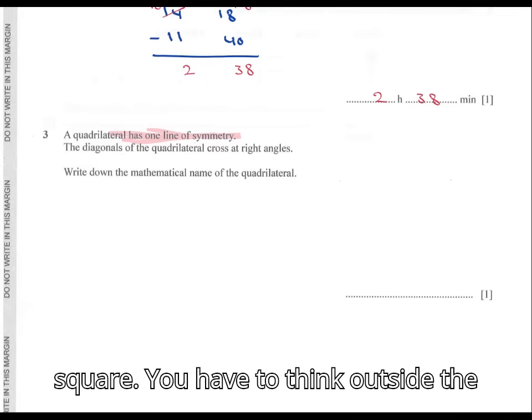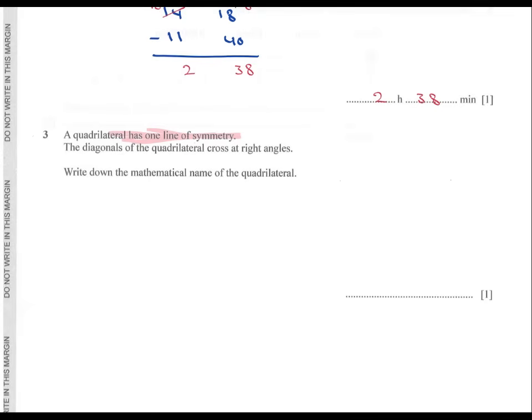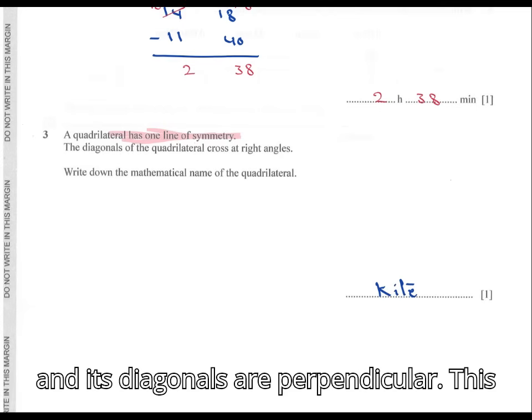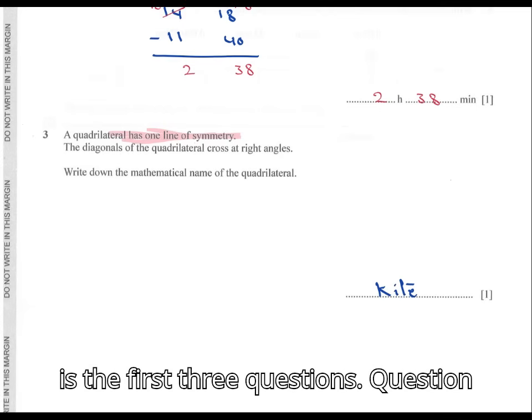You have to think outside the box. It's a kite. Yes. The kite has 1 axis of symmetry and its diagonals are perpendicular. This is the first 3 questions.